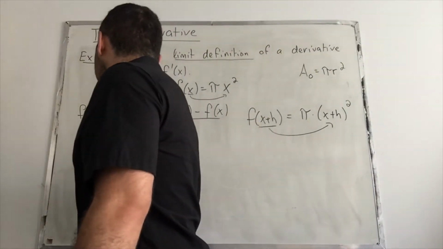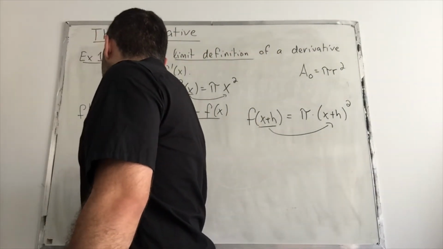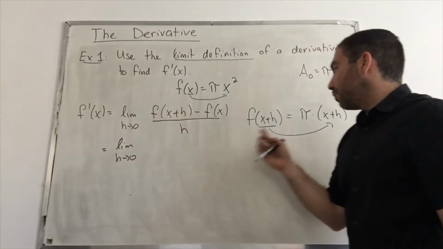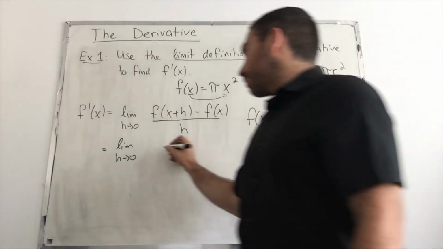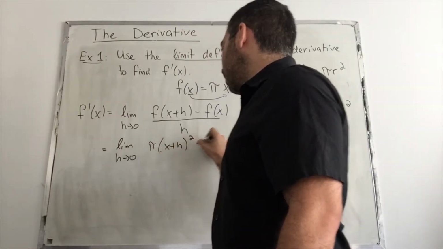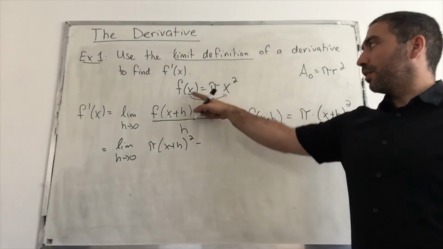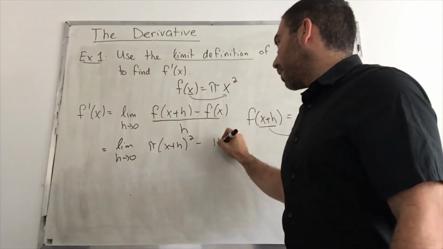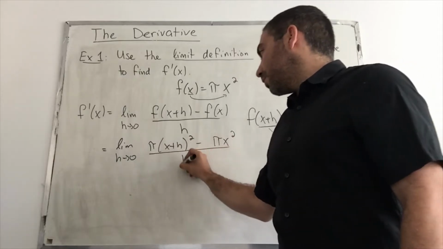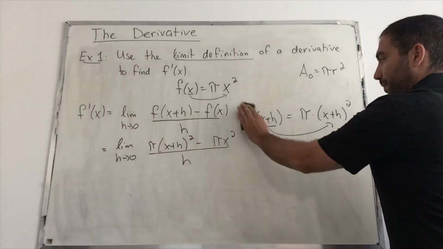So we take the limit as h goes to 0, so keep writing the limit in front. F of x plus h, we solved for it, we wrote it this way, so we have pi times (x plus h) squared minus f of x, which is already given. F of x is just pi x squared. All this divided by h. Okay, and now we solve.